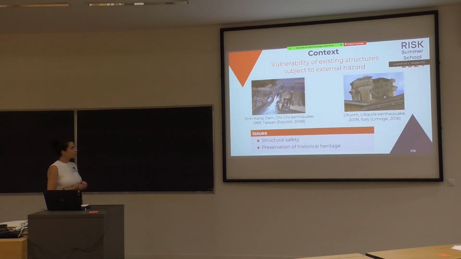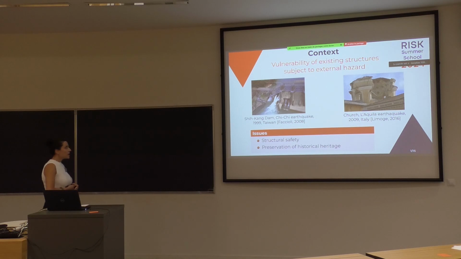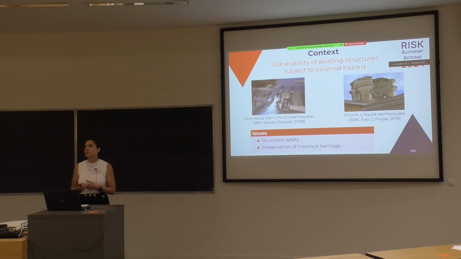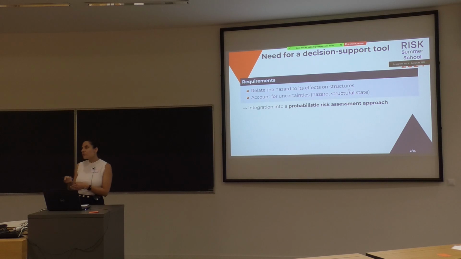So first of all, why do we need fragility curves to assess the vulnerability of existing structures? You can see here a broken dam due to an earthquake, or here, damage to a church. So the issues are the structural safety, but also the preservation of historical heritage. So we need to know how to prevent this damage or to address these issues.